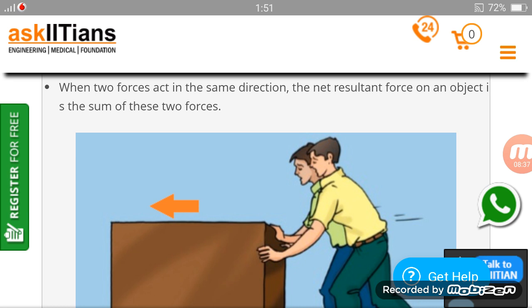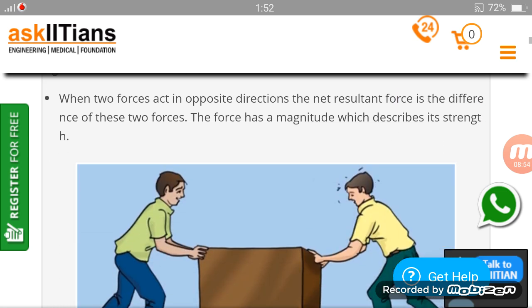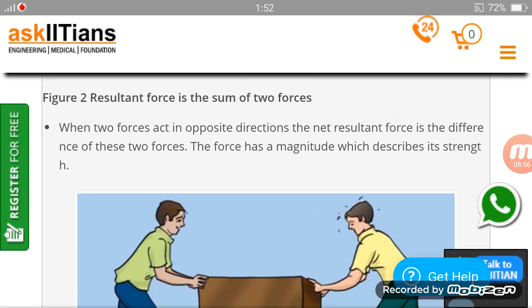This means we will get the total force when we add F1, force 1, and F2, force 2. When we add both the forces, then we will get the correct force applied on the box. I hope it is clear. And we will note that the resultant force is the sum of the two forces. The resultant force is the net force.